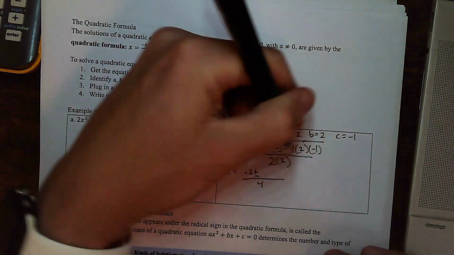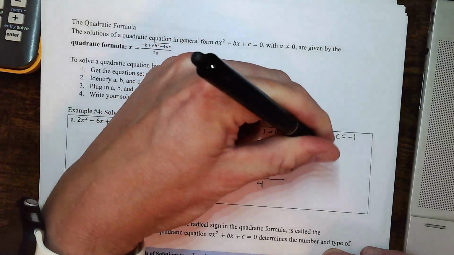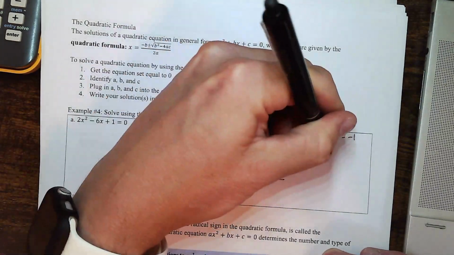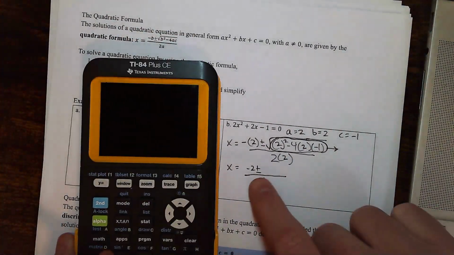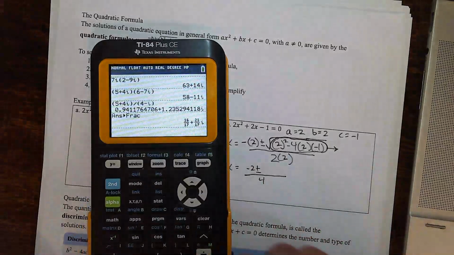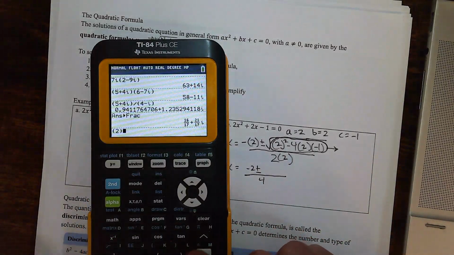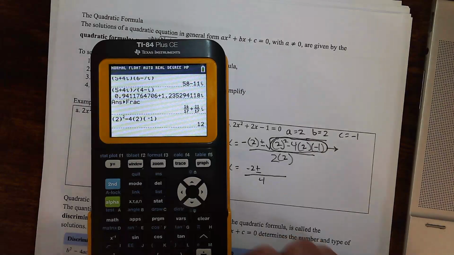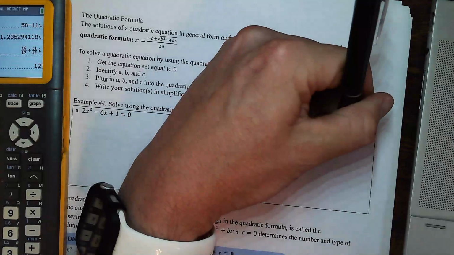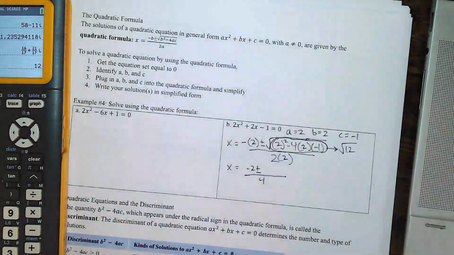So the first thing I'm going to do is figure out what this expression underneath the square root is equal to. This is, by the way, called the discriminant. We're going to talk about that in the next example. B squared minus 4ac is called the discriminant. So I'm going to figure out what the discriminant is. So 2 squared minus 4 times 2 times negative 1. That's 12. So what's underneath the square root? 12 is underneath the square root.